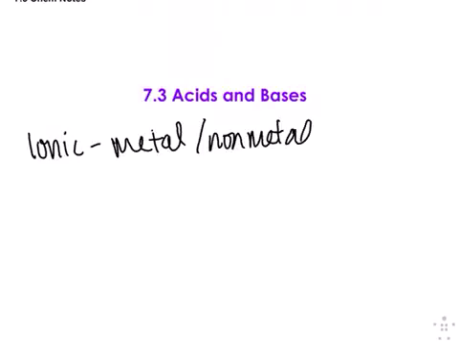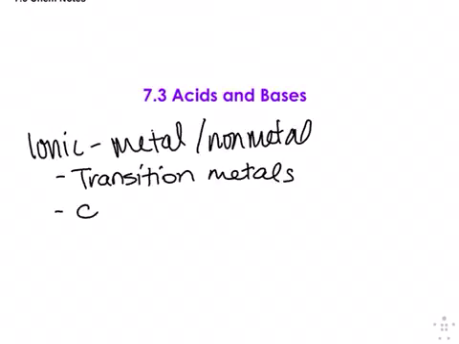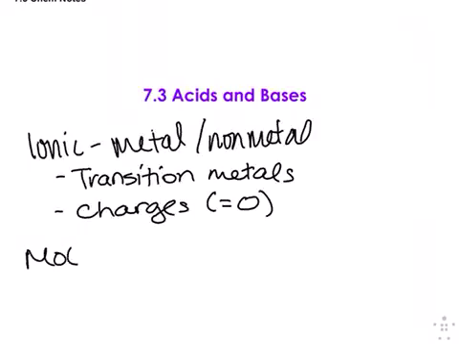When we name ionic compounds, what is the big thing that we worry about? Okay, so we can worry about transition metals. Good, and then the charges. And what do the charges need to equal? 0. Good. Then we have molecular compounds.